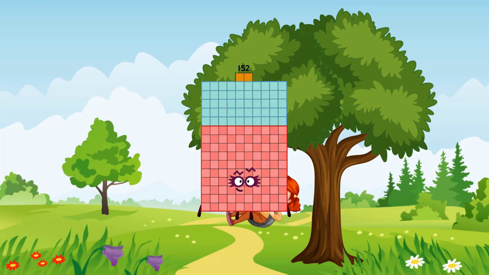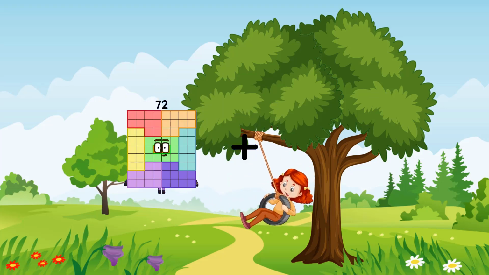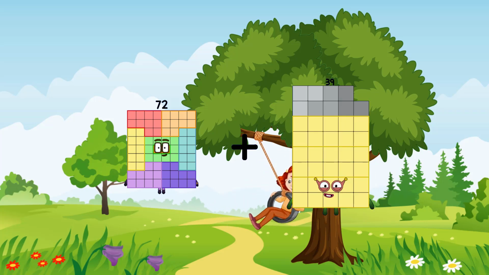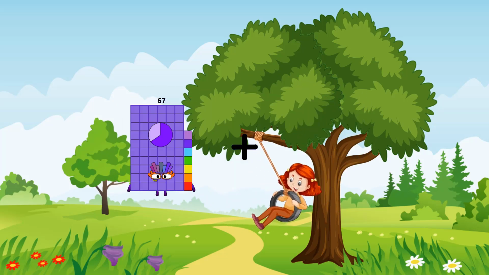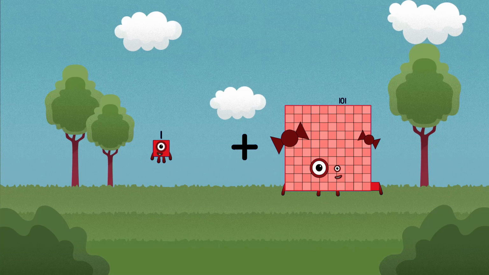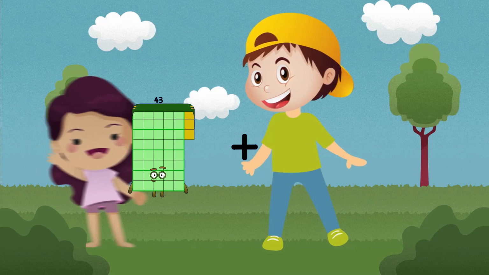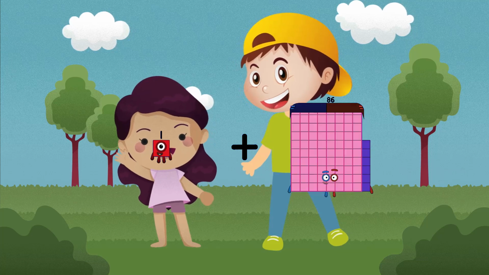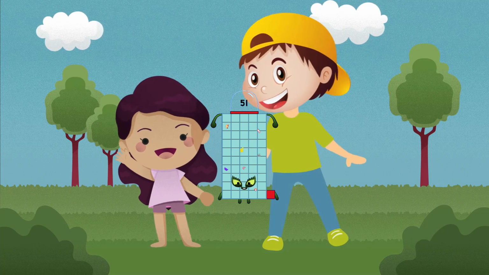153. 90 plus 62 equals 152. 72 plus 39 equals 111. 1 plus 35 equals 36. 1 plus 50 equals 51.